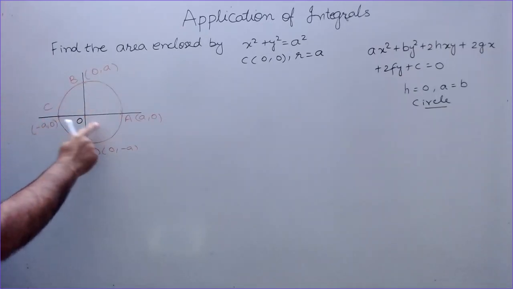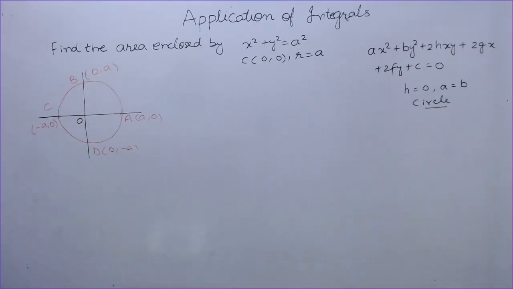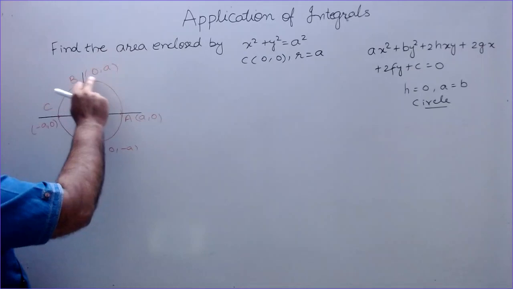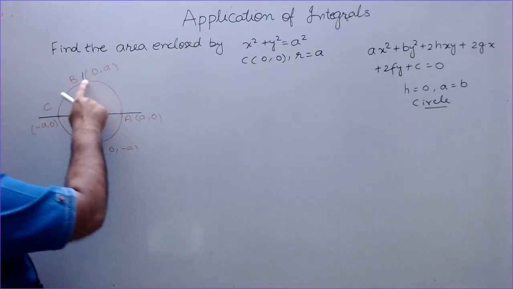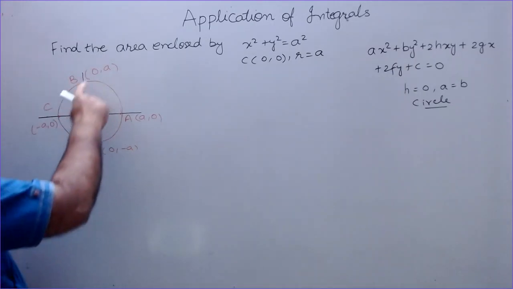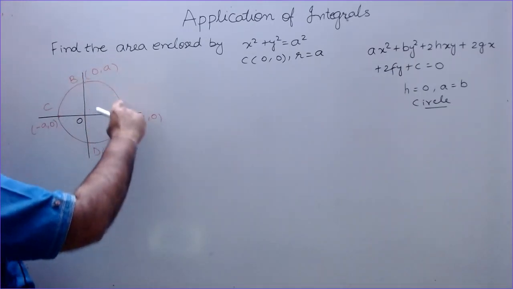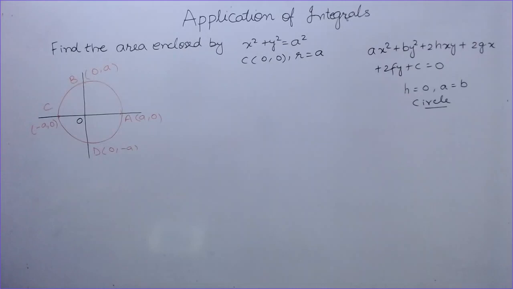1, 2, 3, 4: 4 similar types of quadrants. So if you find the area of any one of these quadrants and make it equal to 4 times, then you will be able to find the area enclosed by this curve. So what we have to do is find the area of OBA, any one of these quadrants.